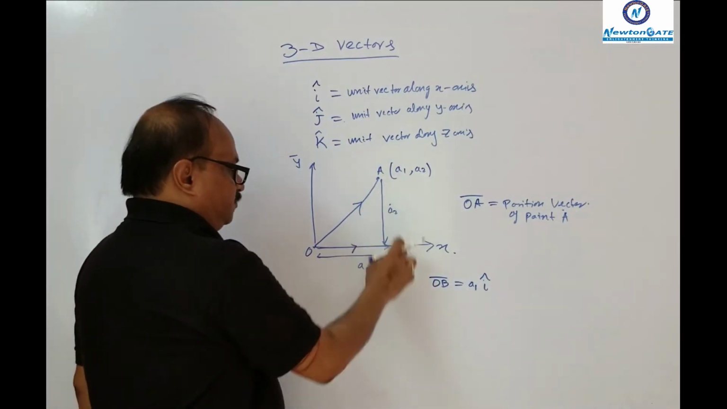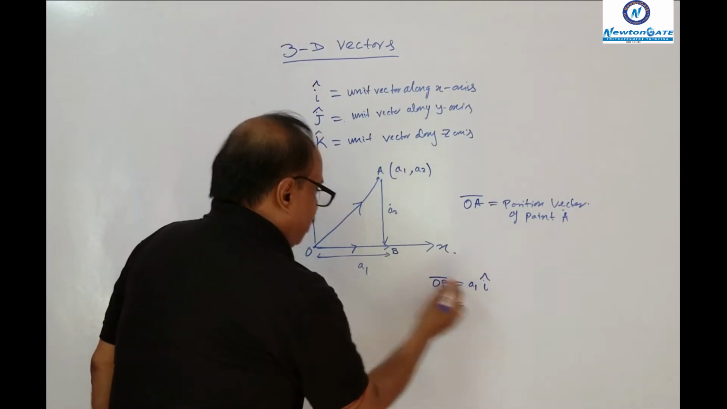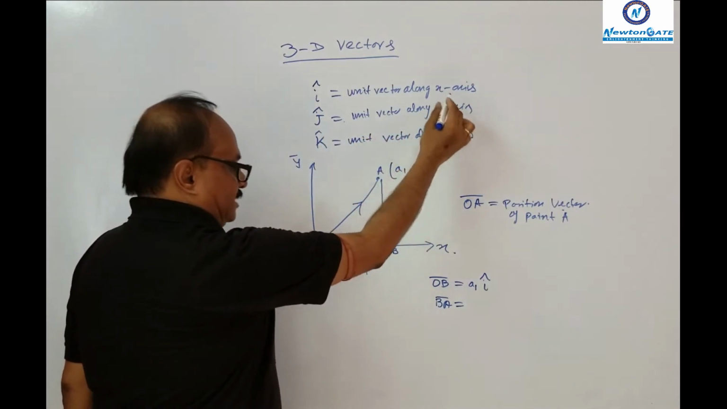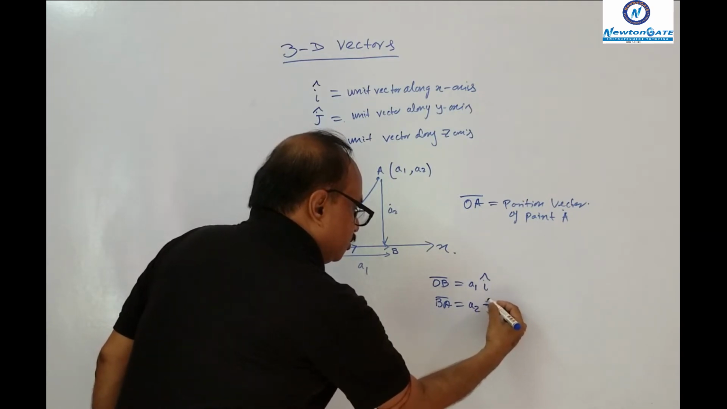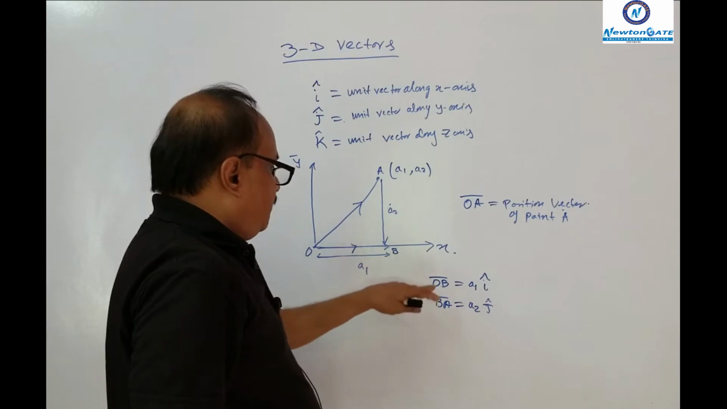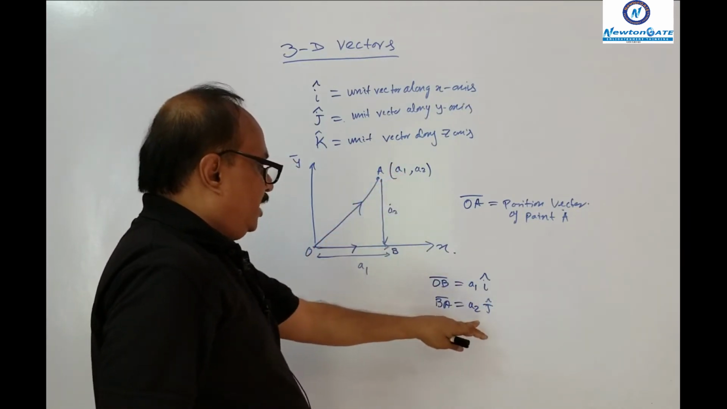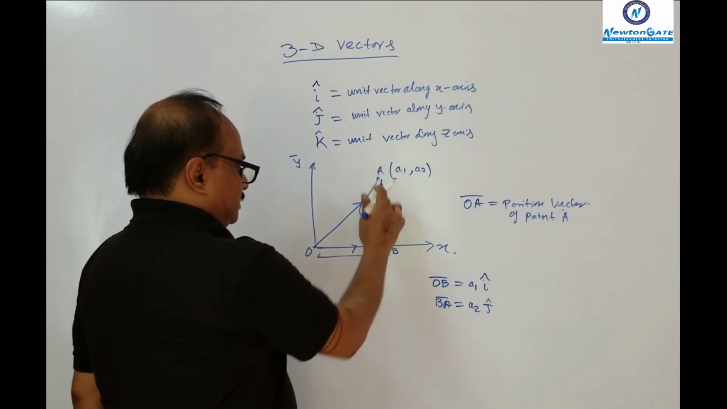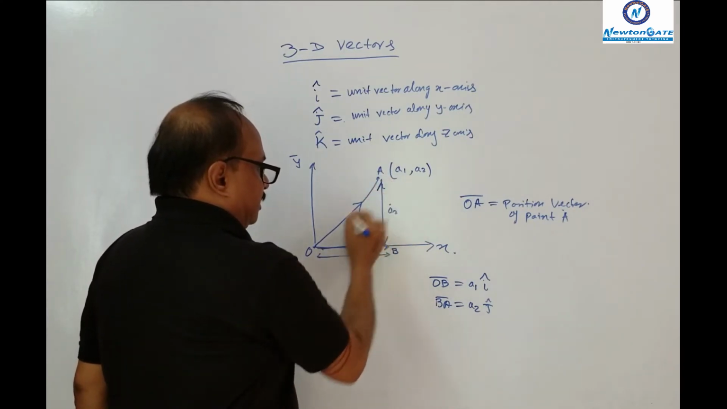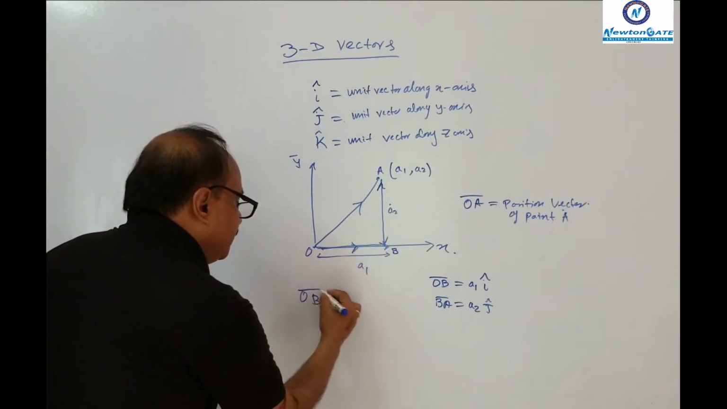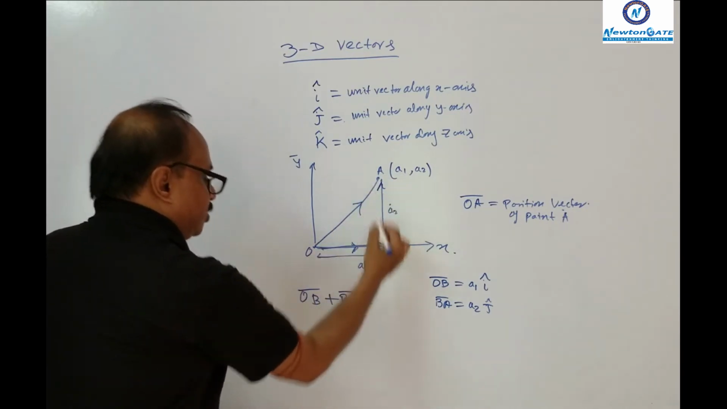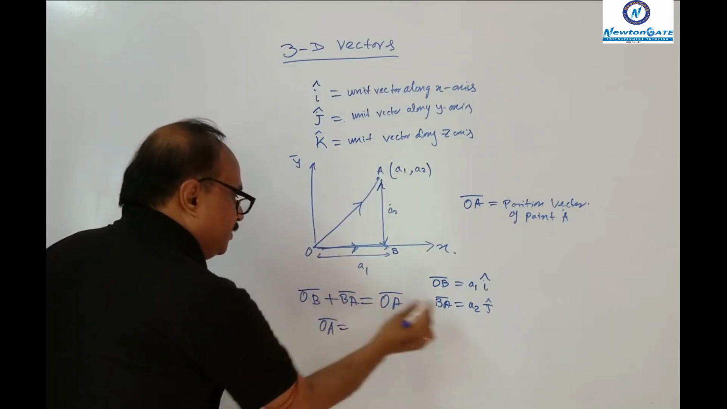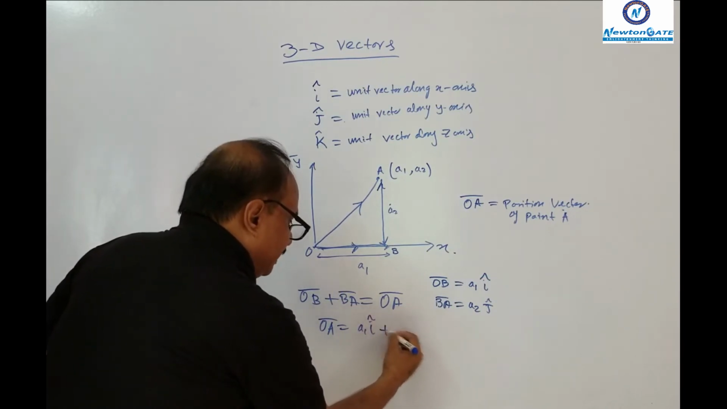Same way, if you want to express vector BA, it is along the y-axis and its length is A2. You know j is a unit vector along the y-axis, so you can easily write this as A2 times j cap. So OB is the vector A1 i, and here is the vector A2 j. According to the triangle law, vector OB plus vector BA is equal to vector OA. So the OA vector can be expressed as OB, which is A1 i, and what is BA?